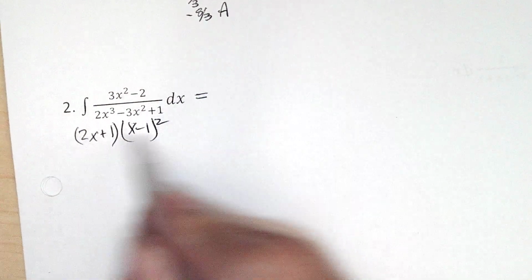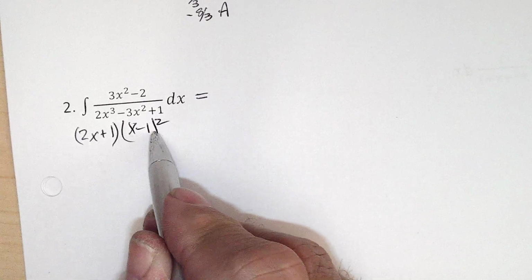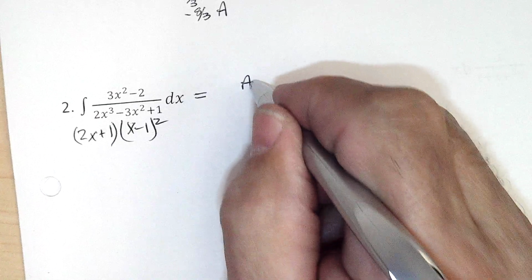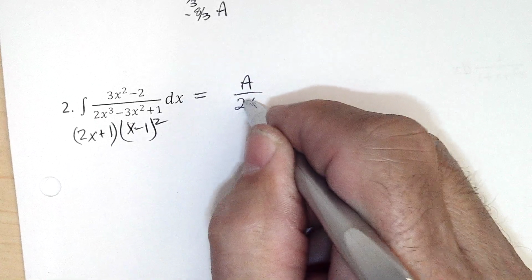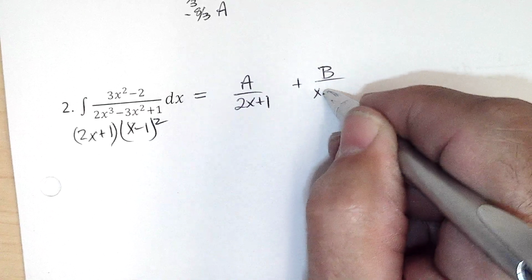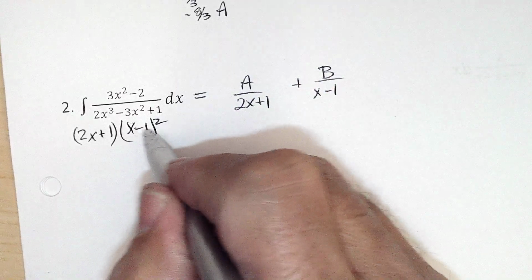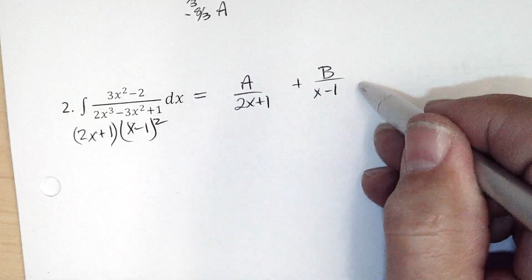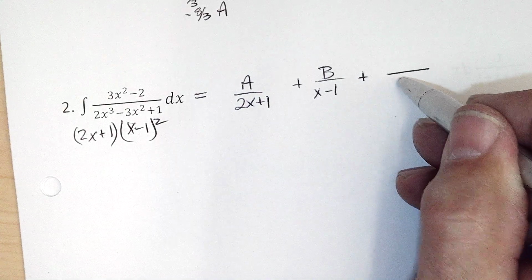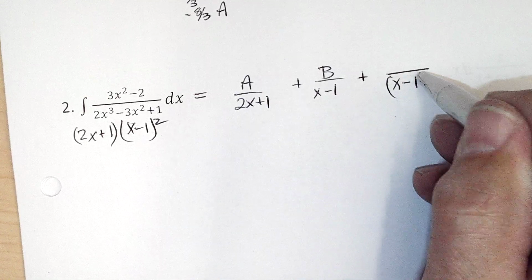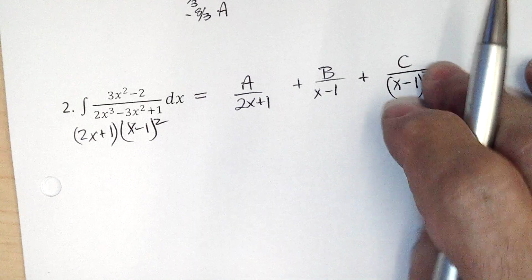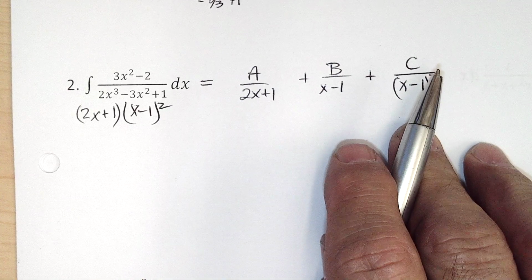Now, the reason I have this problem in here is we have a linear factor that's repeated. So we can write a over the 2x plus 1, b over the x minus 1, but since it's times itself again, you just don't go c over x minus 1. Again, you do it over x minus 1 squared. It's still a linear factor, but the linear factor is squared.